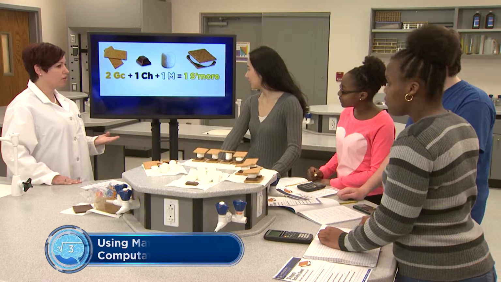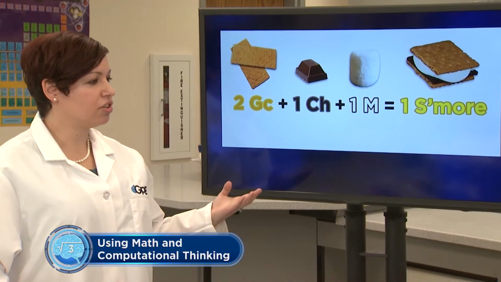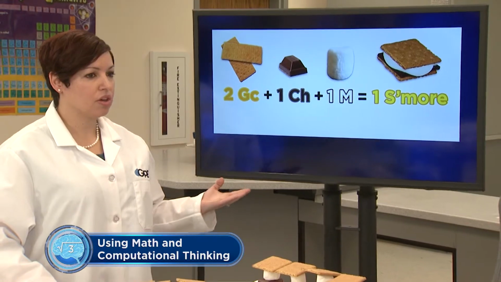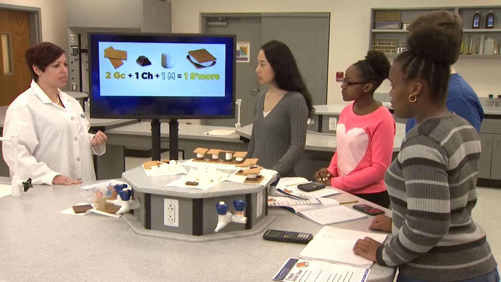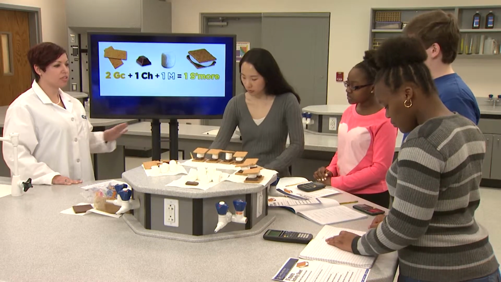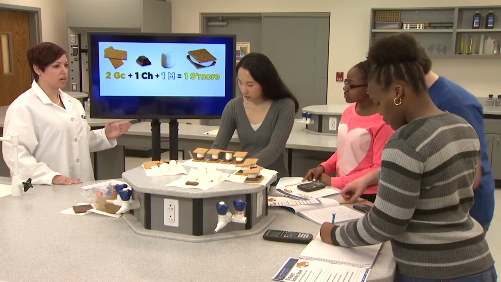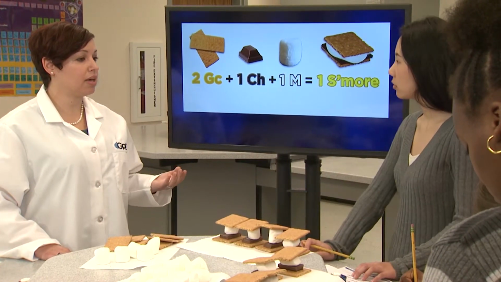So for group 1, you ran out of chocolate because you had only 4 pieces. So when you ran out of chocolate, you couldn't make any more s'mores, your product. If this were a true chemical reaction, we'd say the chocolate was the limiting reactant, because once it was completely consumed, the reaction stopped. Therefore, the chocolate limited the amount of product that could be made.